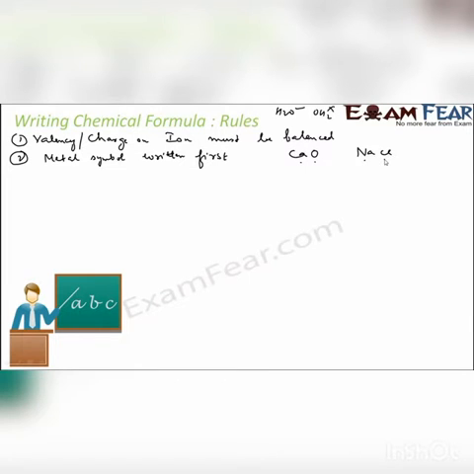Sodium is a metal, chlorine is a non-metal. Right? Copper oxide. First copper, then oxygen. Oxygen is a non-metal, copper is a metal. Right? The metal will be on the left-hand side, then the non-metal. When you talk about metal and non-metal, typically we first say metal and then non-metal. Similarly here also, first metal and then non-metal.